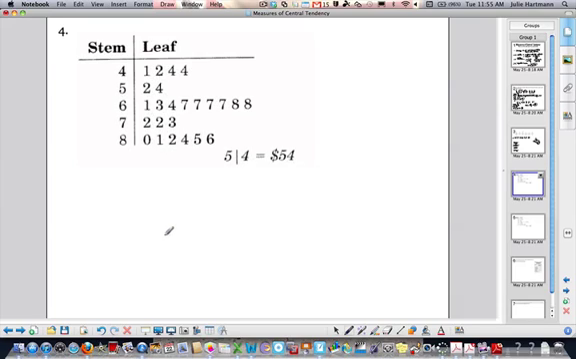Next, we have a stem and leaf plot. In case you haven't seen this before, this stem and leaf plot, 5 line 4, means 54. So what this tells you is you have 41, 42, 44, 44, and then 52, 54, 61, and so on. Okay, so you can write them all out. You don't have to write them all out.